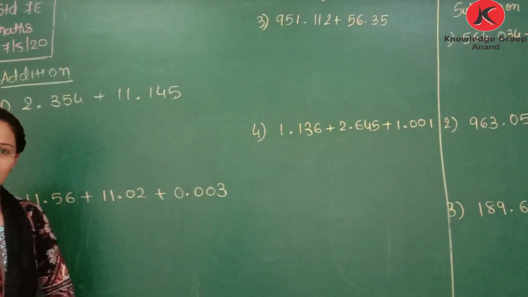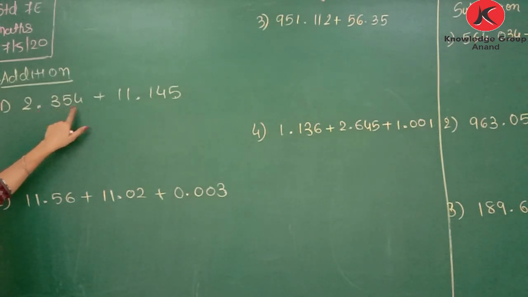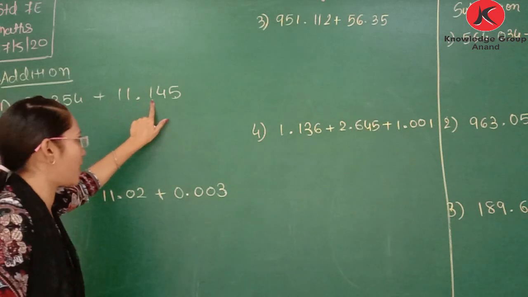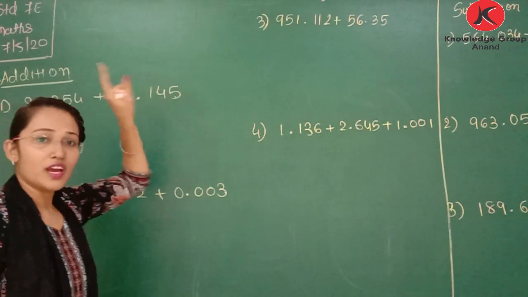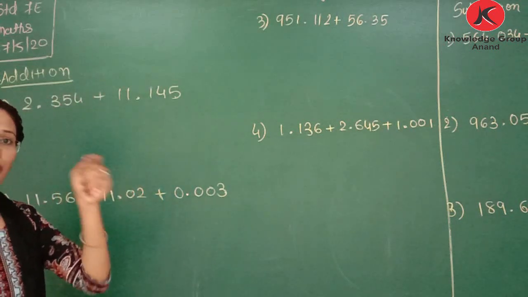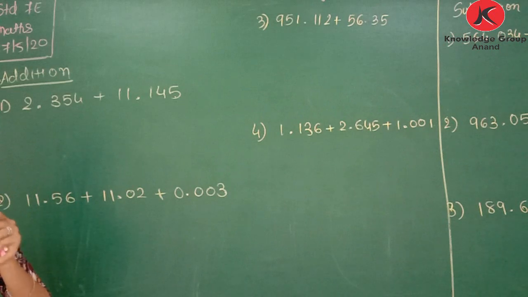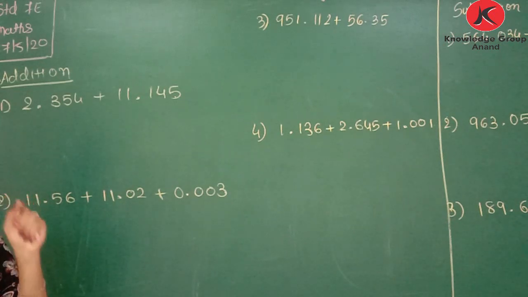Now again revise the topic of addition and subtraction of decimal. So first example, 2.354 plus 11.145. Whenever there is an addition of decimal, write the decimal point below the decimal point. Decimal point ની નીચે જ decimal point આવવું જોઈએ, બાકીના digit arrange કરો.